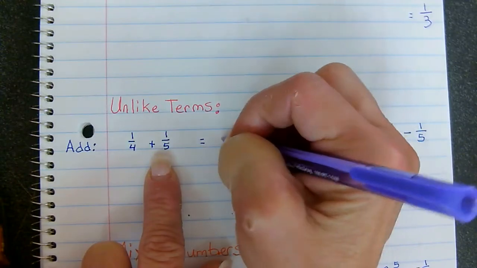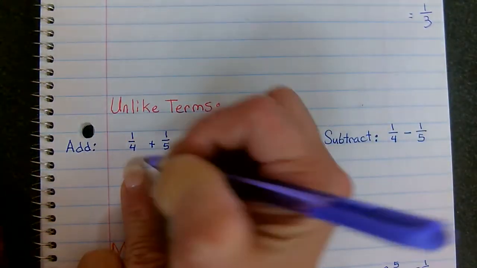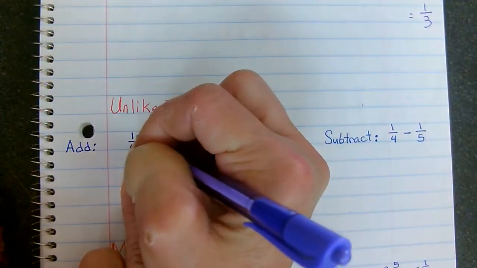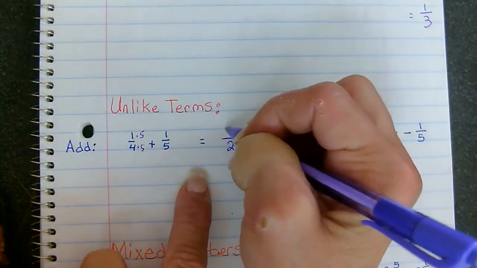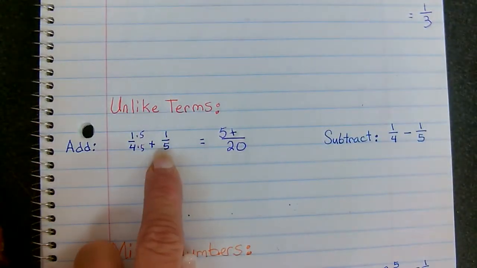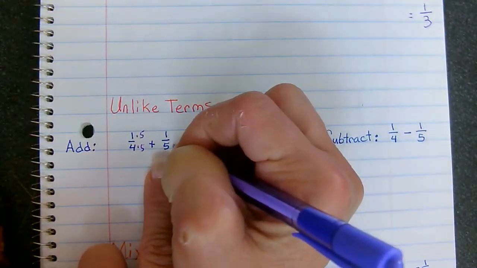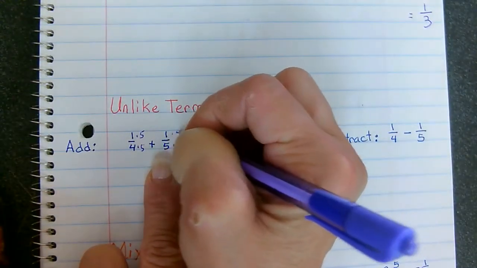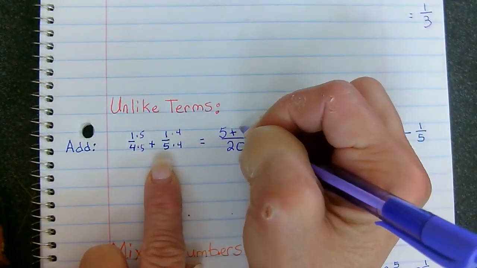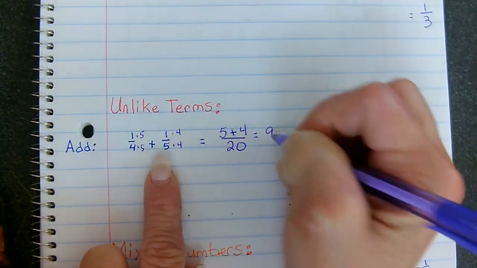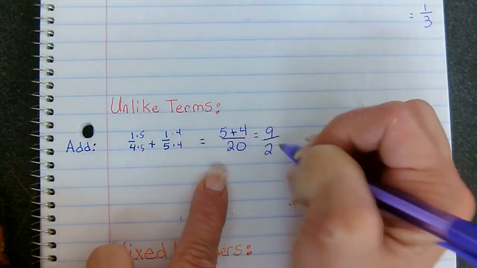Okay? Well, 4 goes into 20 5 times. So I multiply the top number, 1, by 5, and I get 5. Let me bring my plus over. The 5 goes into 20 4 times, because 5 times 4 is 20, which means I multiply the top number 1 here times 4, and 1 times 4 is 4. And I add the top numbers together. 5 plus 4 is 9, and I bring over a denominator of 20.